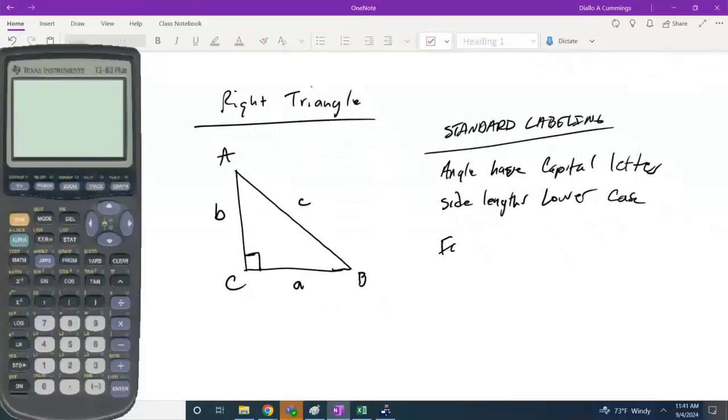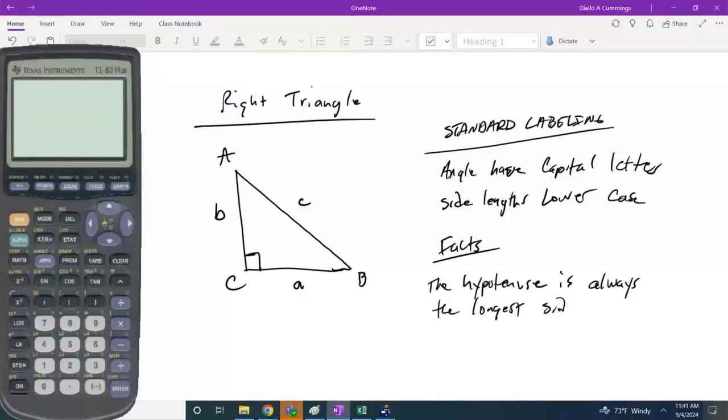Here are some facts about a right triangle. The hypotenuse is the side opposite the right angle. The hypotenuse is always the longest side in any right triangle. Okay. The hypotenuse is always the longest.